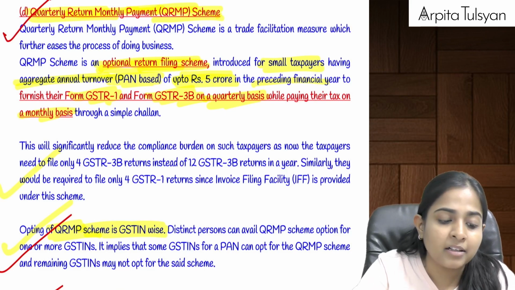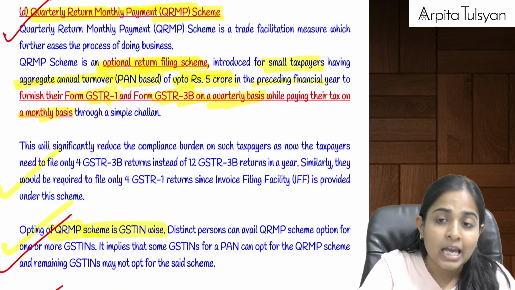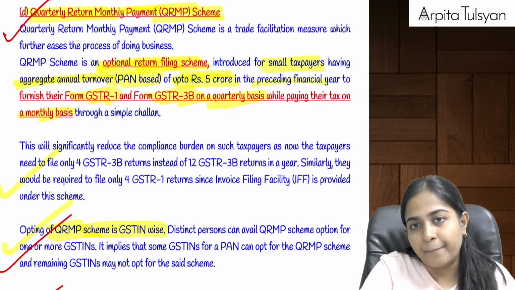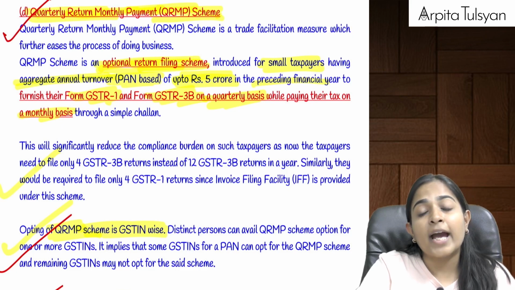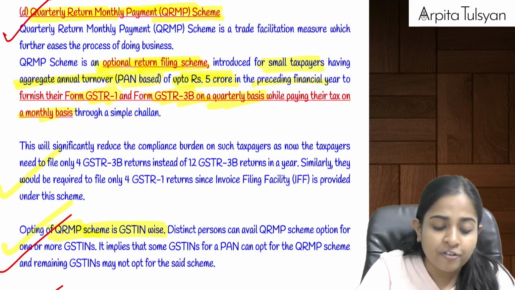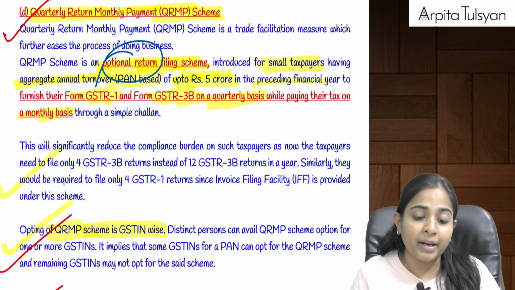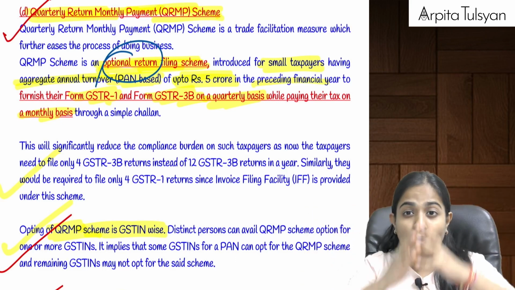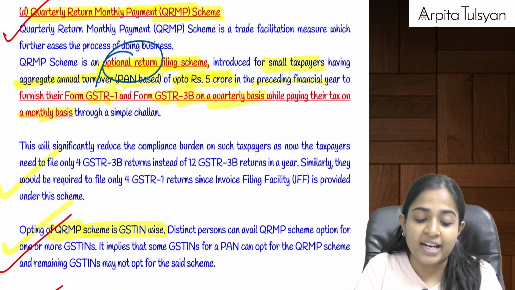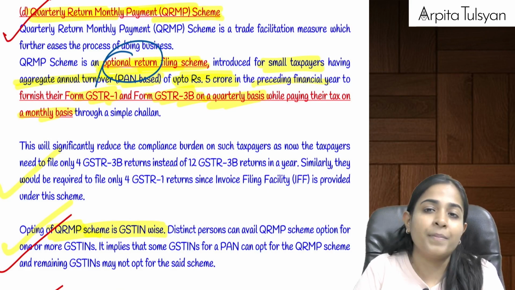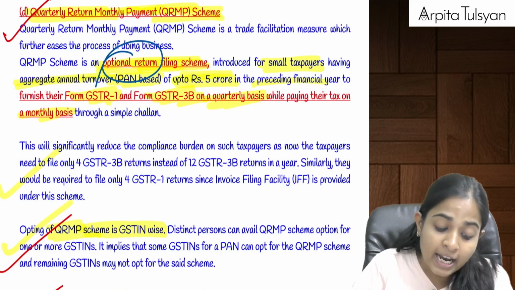Now, monthly return due date was 20th of the next month. Quarterly is 22nd or 24th of the next month. Now, who is eligible for this QRMP? We did not discuss that. We just studied that if you have opted for QRMP, you can file your quarterly returns instead of monthly returns. First of all, this is an optional scheme. If you want to come for QRMP, come for QRMP, provided your aggregate turnover, total of all the GSTINs under one particular PAN, in the preceding financial year does not exceed 5 crore. Means the maximum amount is 5 crore, then you are eligible for selecting the scheme of QRMP.